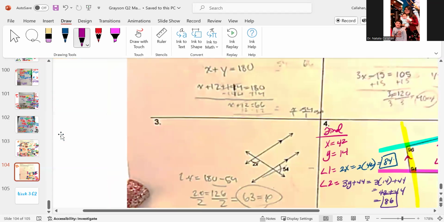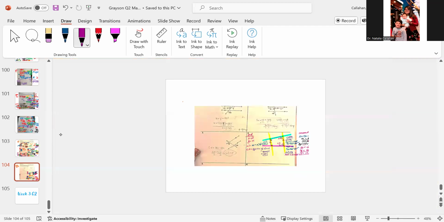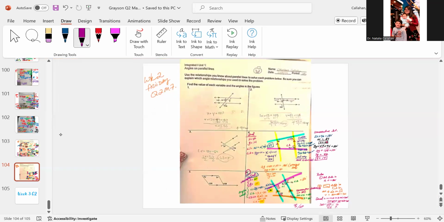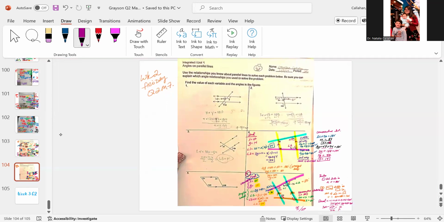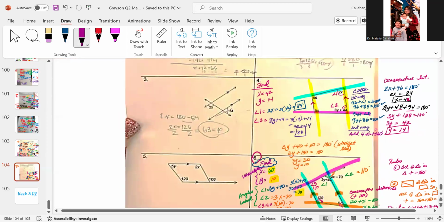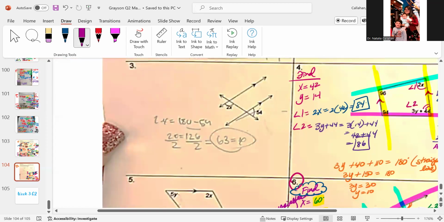Okay, now let's pick a different one. Which one do you feel like now you need assistance with? Probably number 3. All right, let's take a look at this. I was most confused on this one, and then I think I'm done. Okay, number 3.